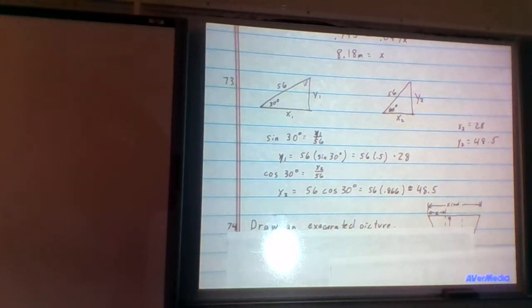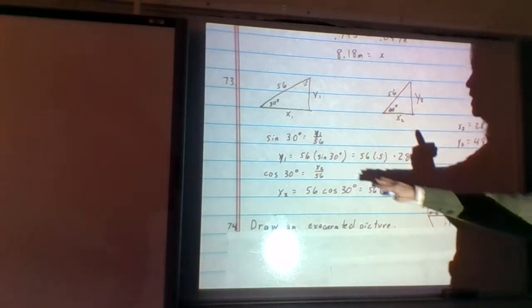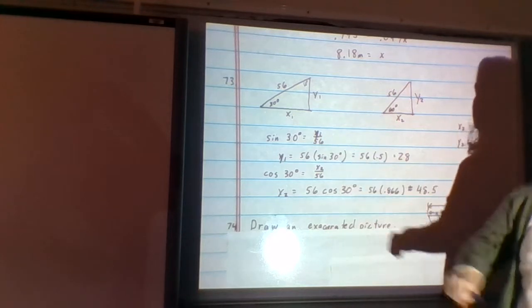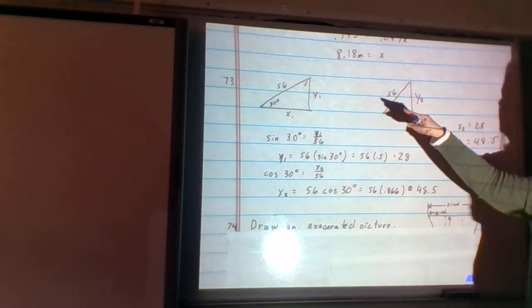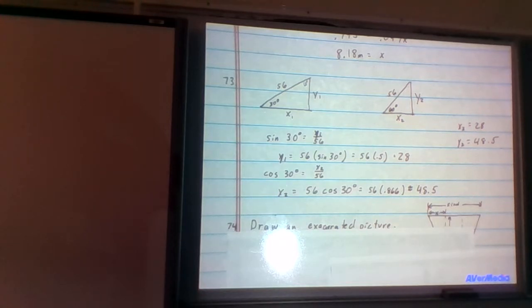So the tangent, not tangent, the sine, where I had to use sine to figure out the y value for this one, when I used sine to figure out the value here, it was the same as the cosine of the other one. The sides have to be the same. It's a 90, 60, 30 triangle. Both are 90, 60, 30 triangles. Both have the same hypotenuse. So the sides have to be the same.